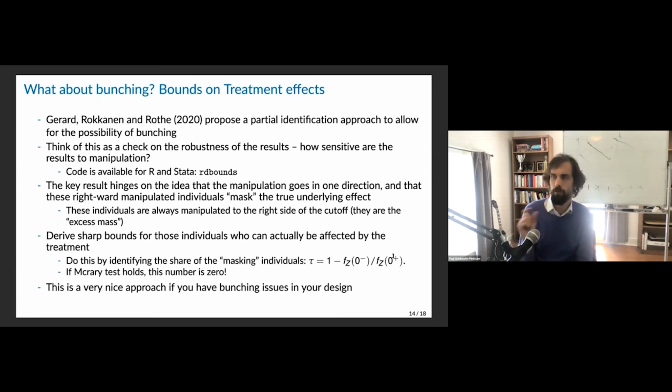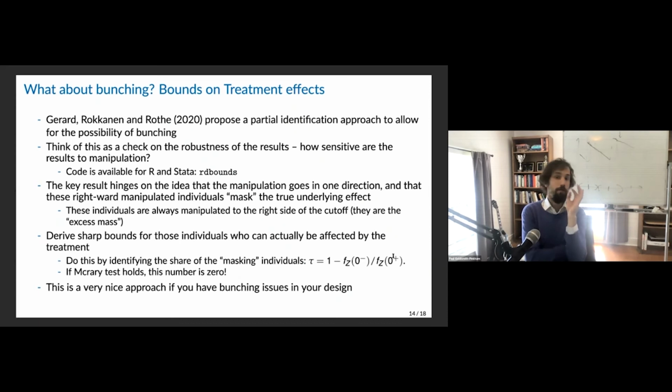And if we cover partial identification, we'll talk about what sharp bounds means. But basically it means the best you can do for those who actually could be affected by the treatment. So conditional on not being one of these people who would always be manipulated over to the right, what's the effect of the cutoff? And the way that you do that is to identify the share of the masking individuals. So what share of the population are the folks who are getting moved from one side of the cutoff to the other?